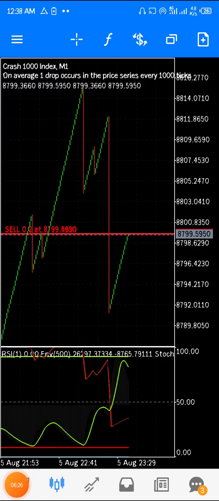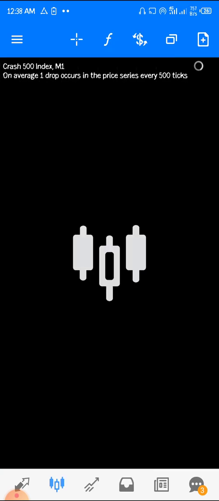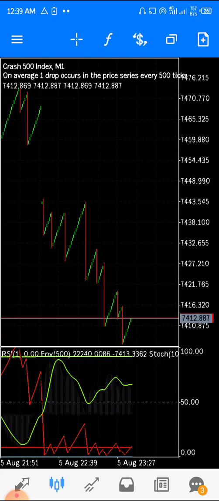Basically guys, I don't really enjoy catching spikes on crash 1000 and boom 1000 using this indicator. Although it works, you will see in the next few minutes how effective this is. Although it works, I don't really use it to catch spikes on crash 1000 and boom 1000. Personally, I prefer to use it on crash 500 and boom 500.